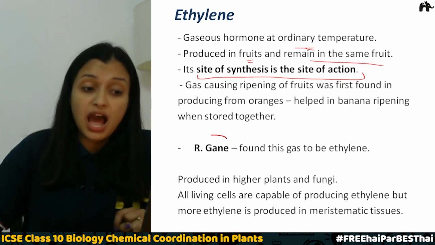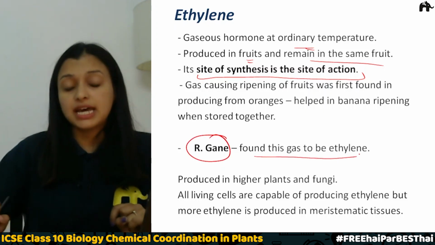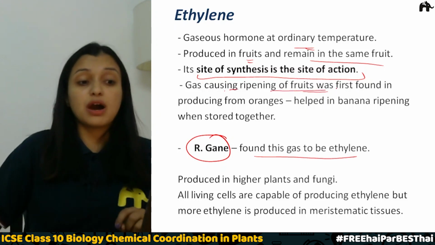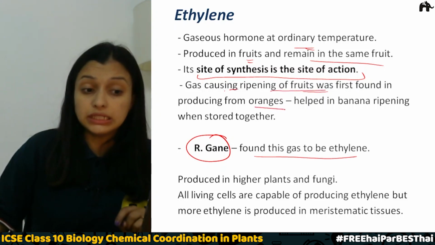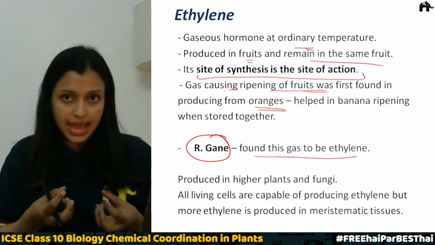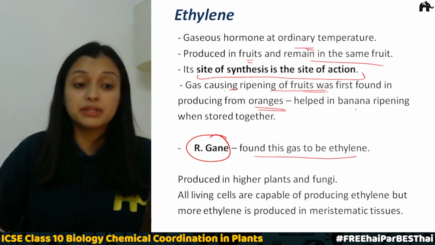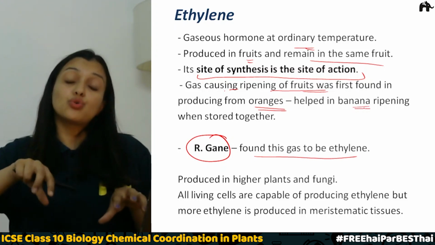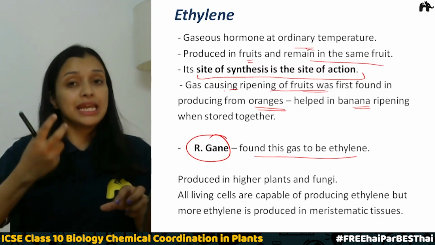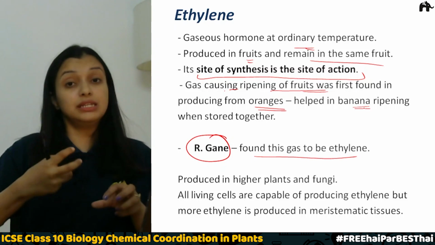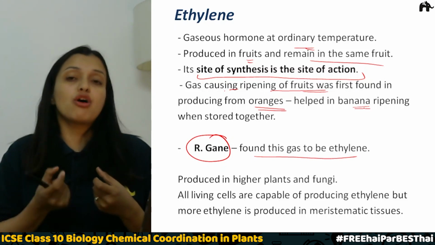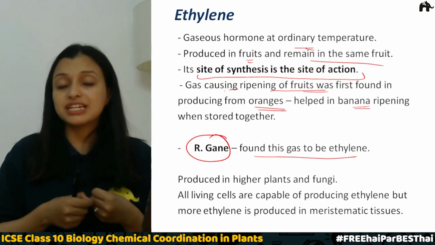So what happened? Argain found this gas ethylene. There was a gas causing the ripening of fruits that was found in oranges. So there were certain oranges that were producing a gas that led to the ripening of banana that was stored along with the oranges. So Argain named this gas ethylene, and this is one of the plant hormones that is produced in the plants.